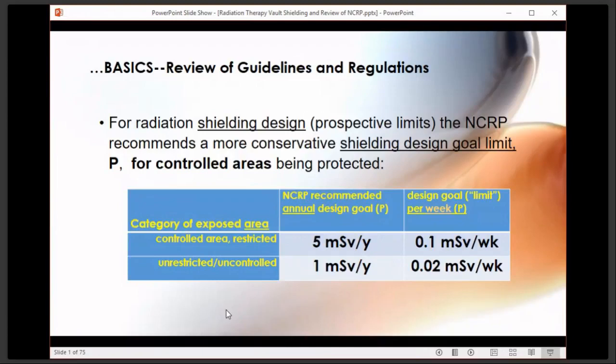And in radiation shielding, it's kind of a matter of tradition, not necessarily anything better than that, that we work with weekly limits in our design. So we divide the annual by 50 to come up with the weekly P-values, 0.1 millisievert per week for controlled and 0.02 millisievert per week for occupational, uncontrolled or public limits.